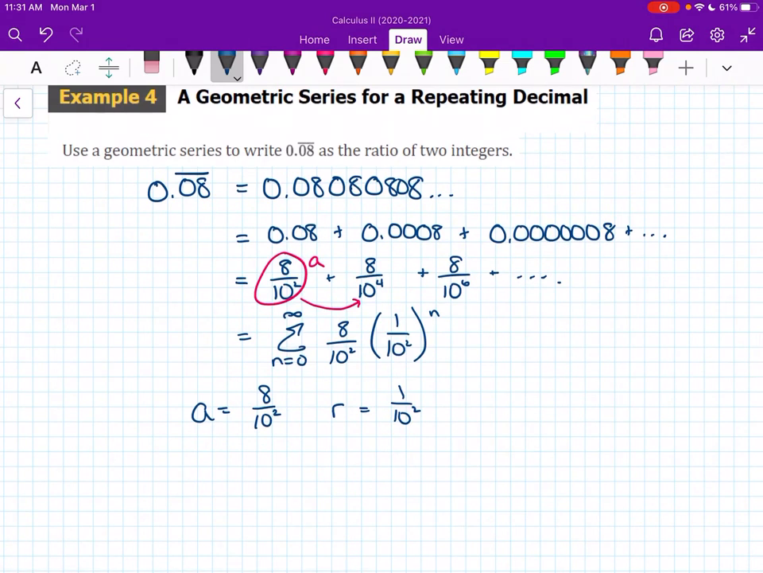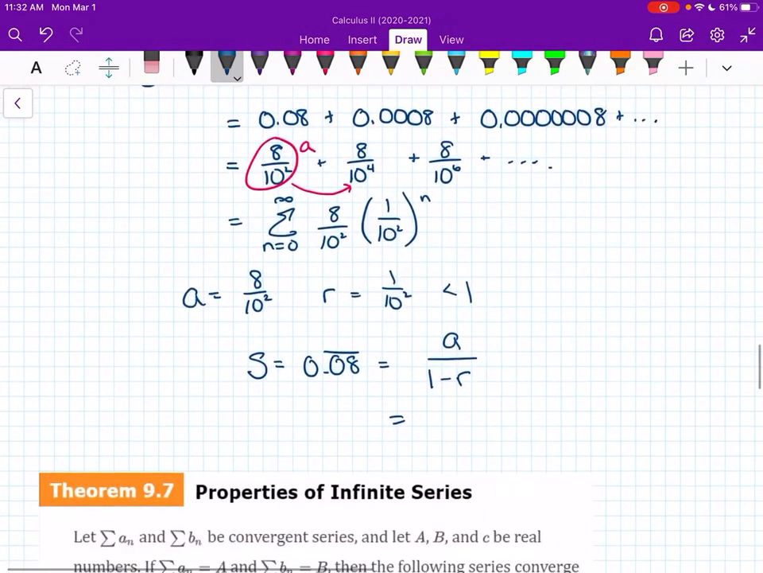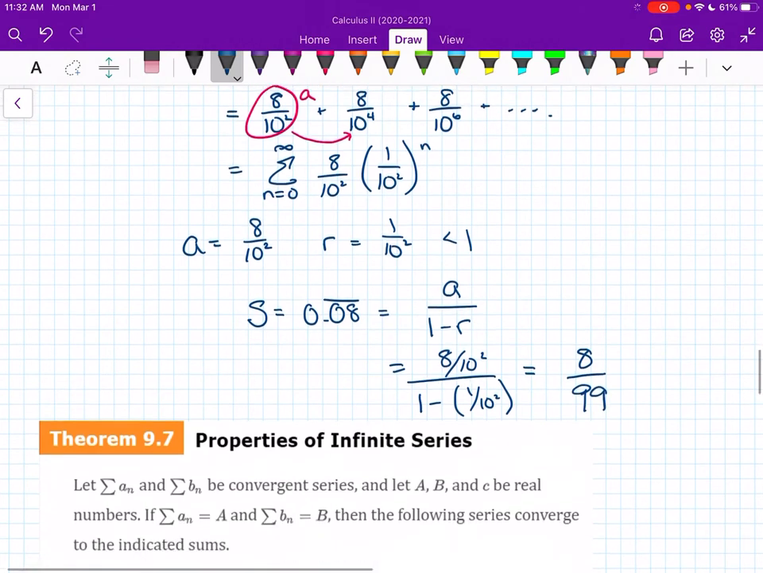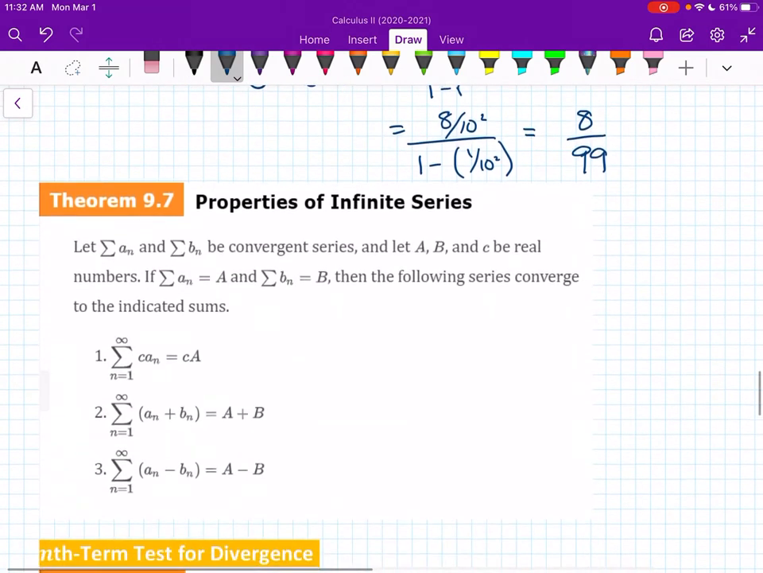So I have that r is less than 1, so I can use my geometric series formula to say that the sum, which we know equals 0.08 repeating, is going to equal a over 1 minus r, which is 8 over 10 squared divided by 1 minus 1/100th, which gives me 8/99. So exciting.